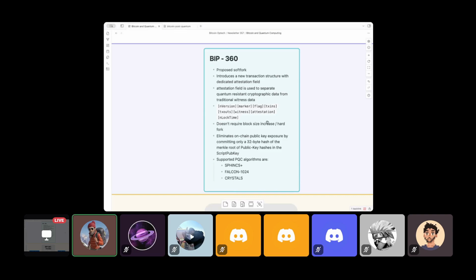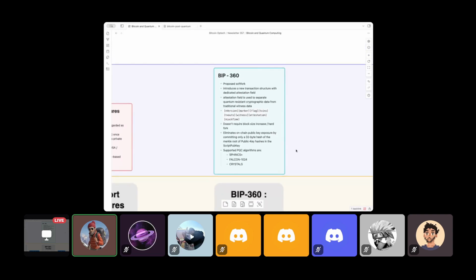So basically, BIP 360 will introduce an attestation field within which you can realize the post quantum algorithms. There are a bunch of post quantum algorithms that are being debated or looked at. One is Sphinx Plus, Falcon 1024, Crystals, and Lamport signatures; these algorithms are something similar to Lamport signatures. So this is a proposal that is currently live and that is being looked into by the developer community.